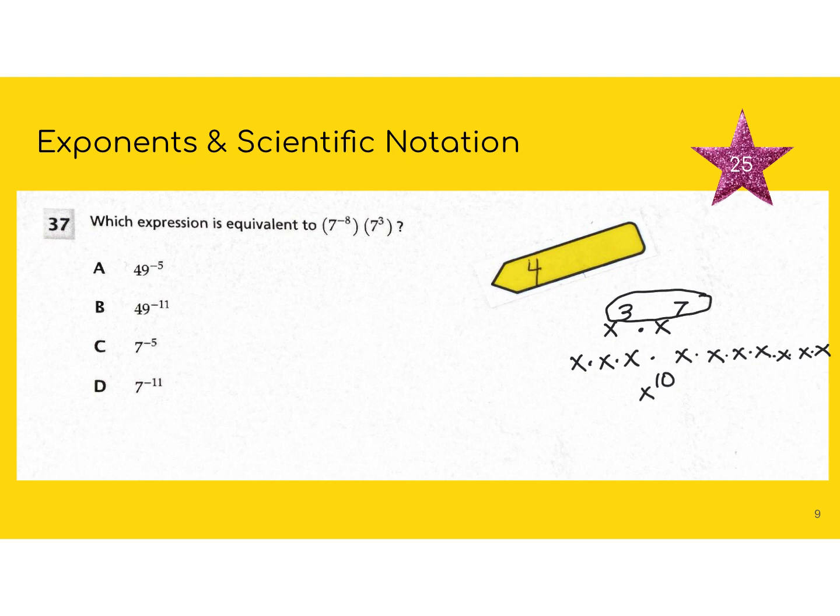So when you have a base of 7, you keep your base of 7 and you add your exponents of -8 and 3. -8 plus 3 is -5. So right now, take a look over here and you're going to notice that there are 2 things that are raised to the power of -5. Only one of them has a base of 7, so your answer is choice C.